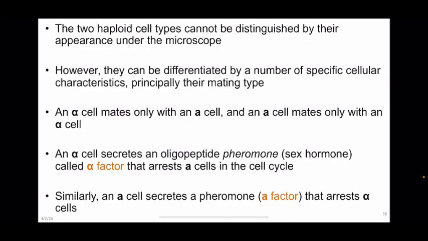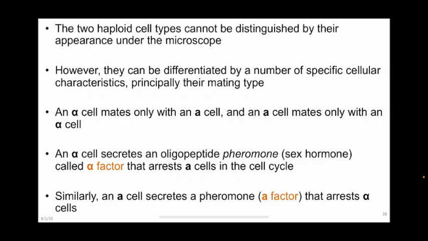The two haploid cells, the A and the alpha, cannot be distinguished phenotypically. But they can be distinguished genetically based on their characteristics and also the type of mating partner they choose. The reason is that type A can only mate with type alpha, and type alpha can only mate with type A. Just like in humans, males and females mate.